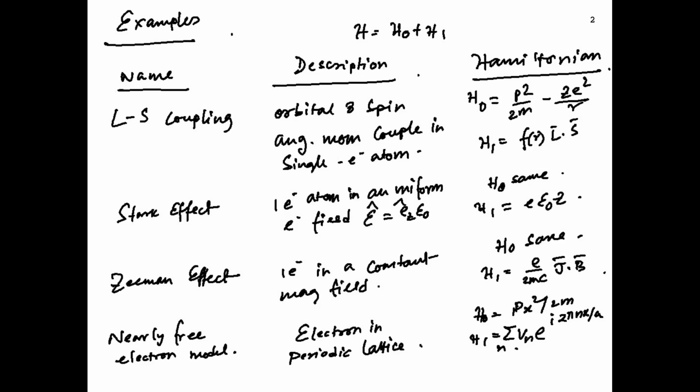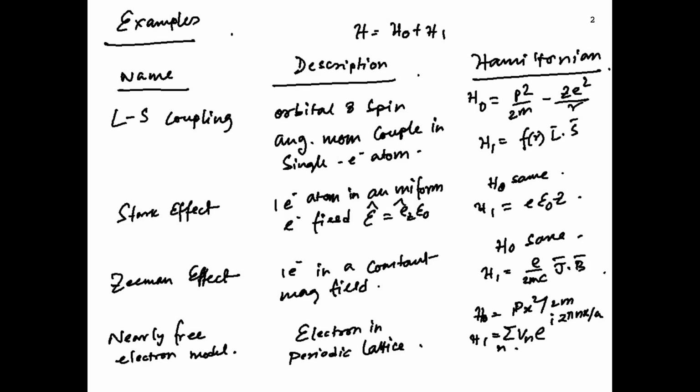I may or may not do this example, so you can look it up in the book, but what I will do is the Stark effect and Zeeman effect. The Stark effect is when you put a uniform electric field in a particular direction for an atom like the hydrogen atom, and Zeeman effect is the same thing with a magnetic field. The Stark effect couples with the electronic charge of the electron, and Zeeman effect couples with the total angular momentum, which consists of orbital and spin angular momentum of the electron.